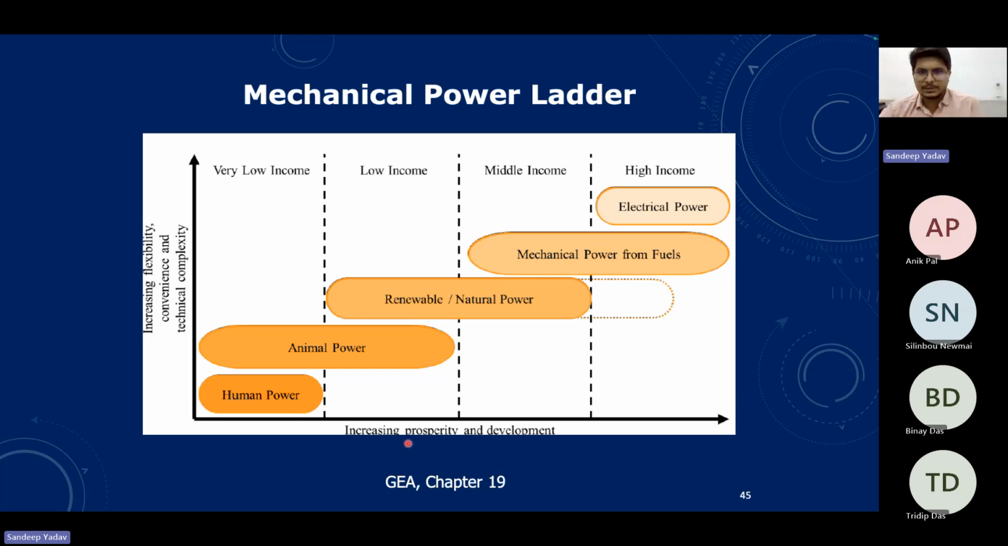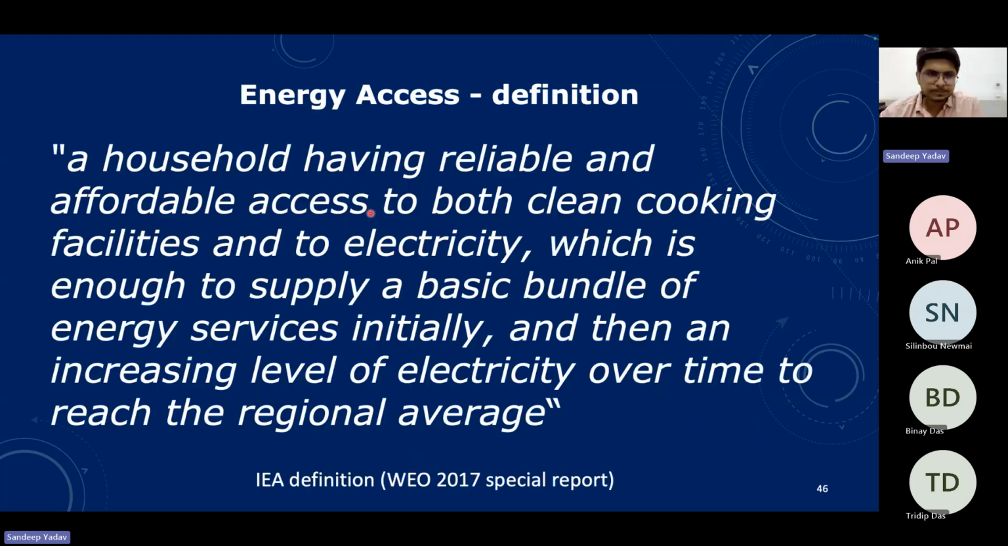You can visit that chapter if you want. This is called the energy ladder. Now, energy access. It is defined as a household having reliable, affordable access to both clean cooking facilities and electricity, enough to supply a basic bundle of energy services initially, and then an increasing level of electricity over time to reach the regional average. This is the definition of energy access by the IEA.